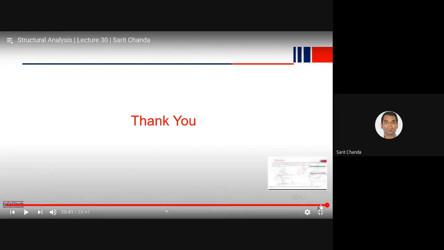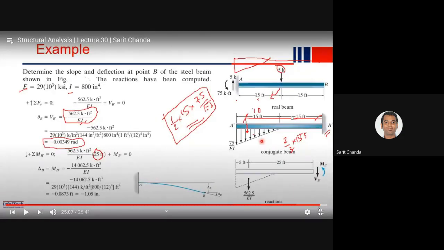Yeah, so did you guys understand this method or this example? Yes, sir. So it is very simple, right? Yes, much easier than the direct integration method. Yes, it is comparatively simpler. Correct. Yes, sir.